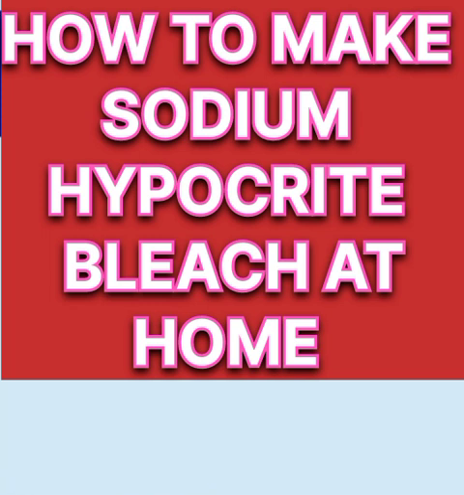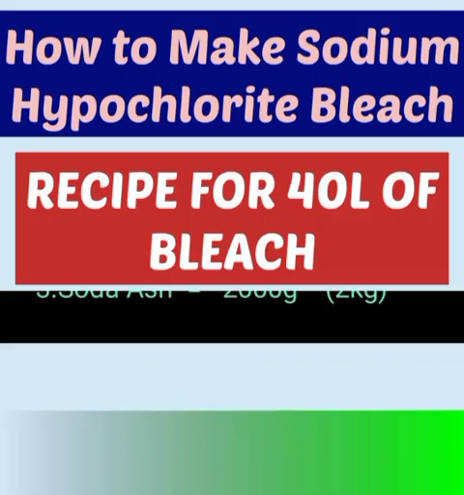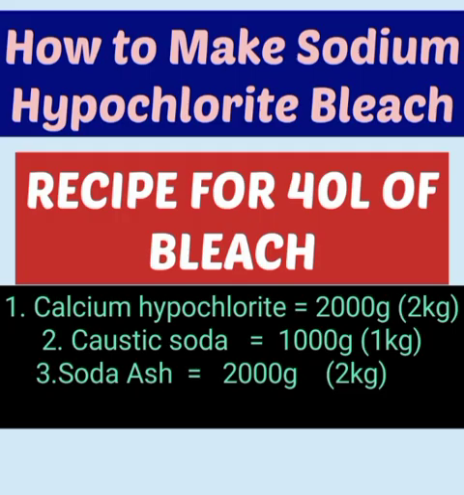Today we are going to learn how to make sodium hypochlorite bleach from this recipe. This recipe is for about 40 liters of bleach. The materials we are going to use and the quantities are calcium hypochlorite, 2000 grams, which is equivalent to 2 kilograms, caustic soda 1000 grams, which is equivalent to 1 kilogram, and soda ash 2000 grams, which is equivalent to 2 kilograms.